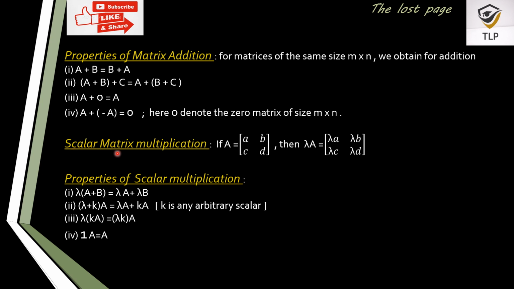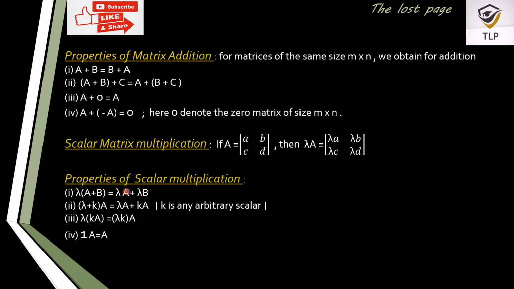Now, scalar matrix multiplication. If matrix A equal to A, B, C, D, then lambda A equal to lambda A, lambda B, lambda C, lambda D, where lambda is a scalar.